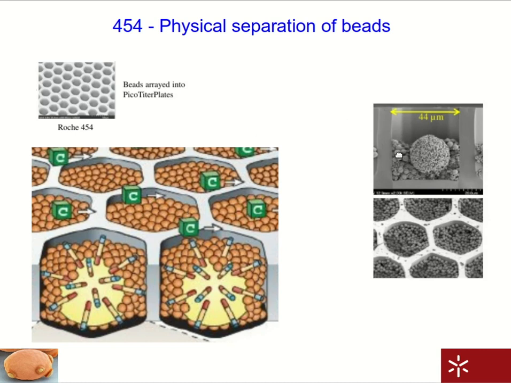Then there are also these smaller beads here on the side that you can see. They contain enzymes that are needed for the sequencing reaction. But the important thing here is that each library molecule, in essence each bead with a different library molecule, is physically separated so that we can analyze them separately.